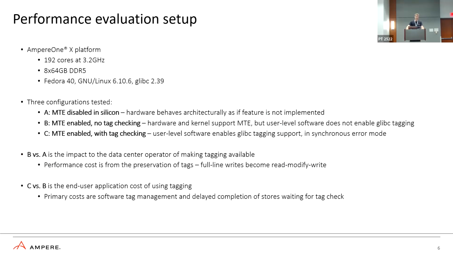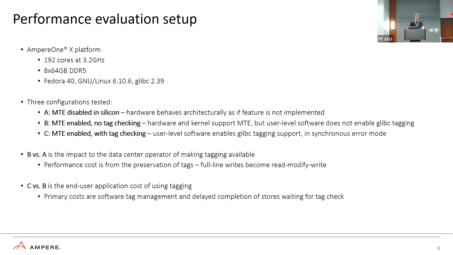The setup is an AmpereOne X platform that's 192 cores with 8 channels of DDR5. And we're looking at 3 configurations. The baseline configuration A is just no MTE. B is MTE enabled, but not being used by software. And then C is MTE enabled and the software has requested tag memory and tag checking. So B versus A, that's the impact of the cloud provider of making tagging available to their customers. And there are some performance costs, as we'll see, because we have to preserve tags when memory is modified. And then C versus B is the cost to the end user of, if you want to get the benefits of memory tagging, this is what it's going to cost you.